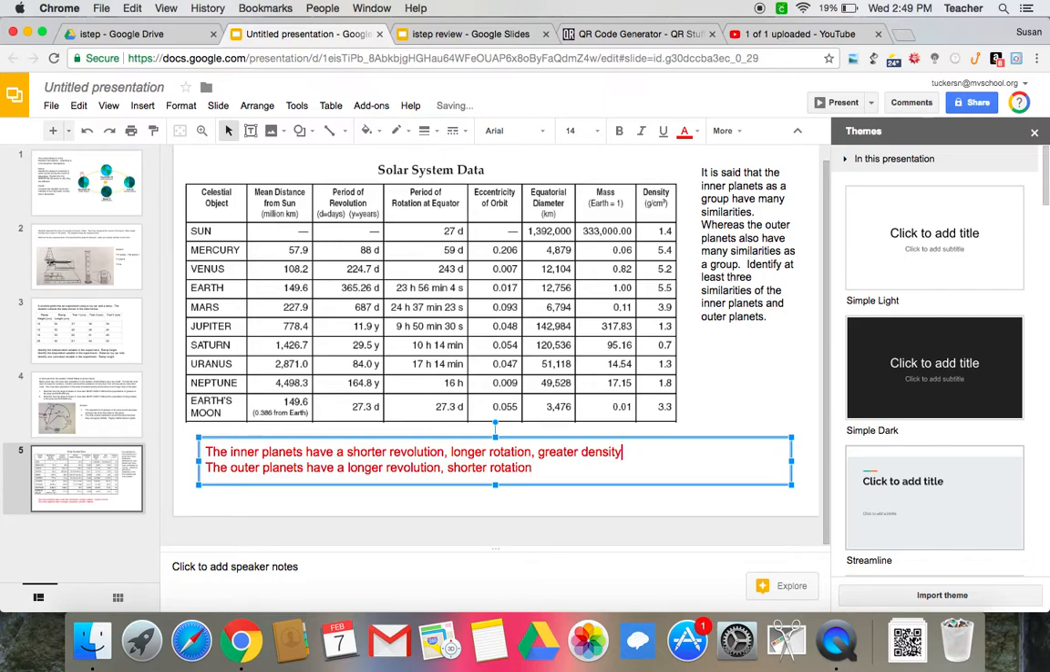And that would be because they are rocky planets made of rocky materials, so they would definitely be denser. On the other hand, my outer planets are less dense. And that's because they are made of gaseous materials.